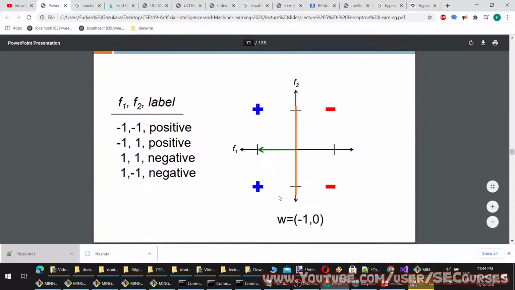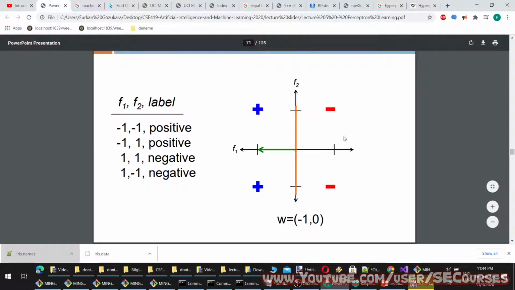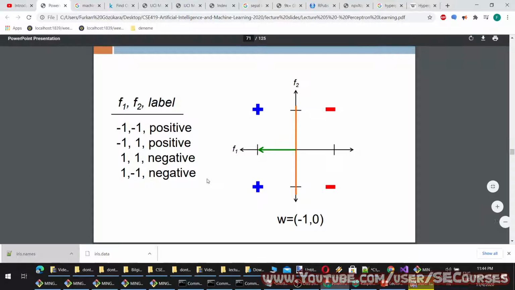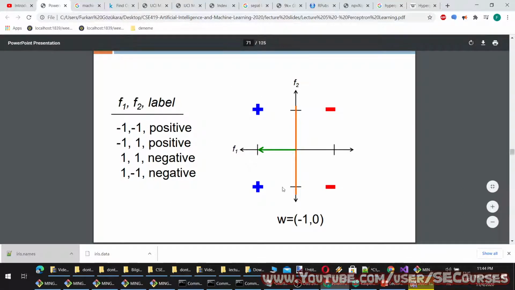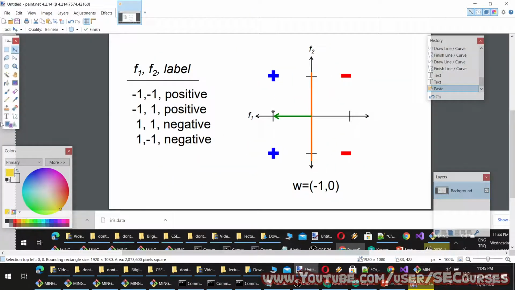Okay. So the new weights become -1 and 0, and these are all our labels, and we are checking whether they are correct or not. So -1 and -1 is positive. Is this correct? This one, yes. -1 and 1 is positive. Is this correct? Let's check it. Yes, and these are negative. So we have trained our model to correctly classify each of the examples. I will show here with more details.